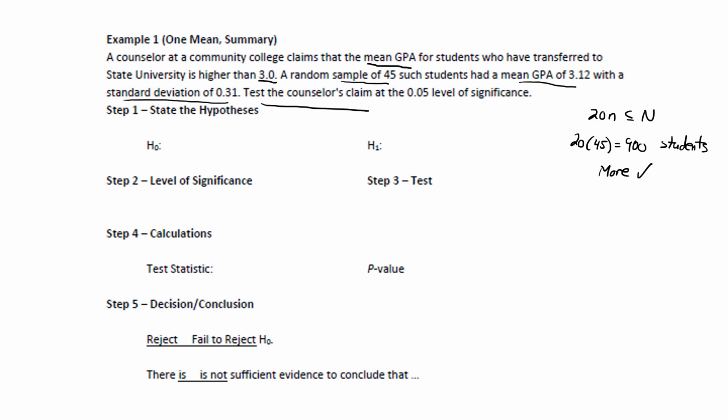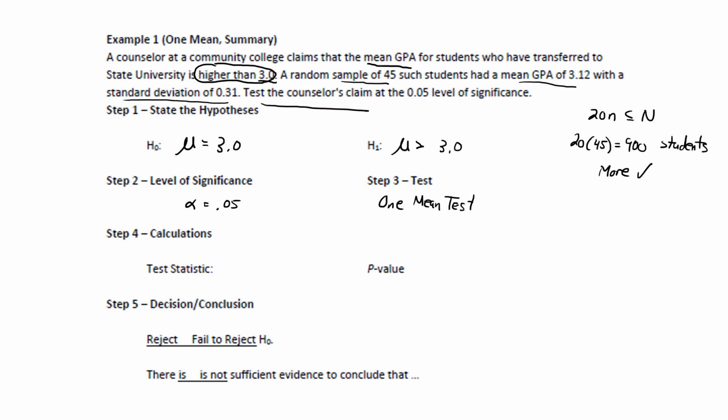The null hypothesis is of the form mu equals some number, and in this problem, we're comparing the mean to 3, so 3.0. The alternative hypothesis also compares mu to 3.0. Which sign should we use here? Well, the claim is that it's higher than 3.0. That indicates that we'll use the greater than sign. The level of significance is given in the problem as alpha equals 0.05. And we verified that this is the one mean test.